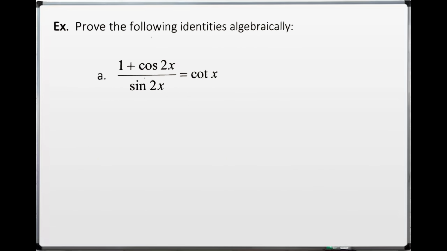Okay, now we have to prove this identity, which is (1 plus cosine 2x) over sine of 2x equals cotangent of x. In the proving questions, we have to show that the right side of the equation is equal to the left side of the equation. We can start by writing the double angle identities in another way.